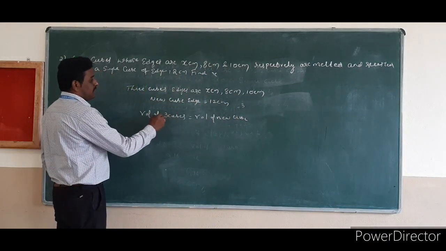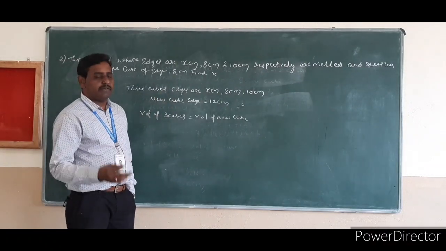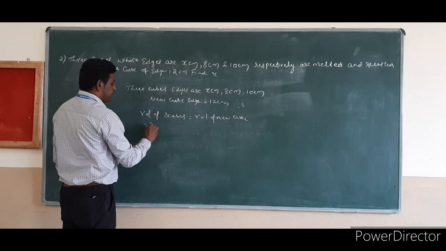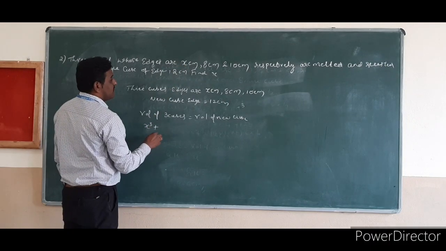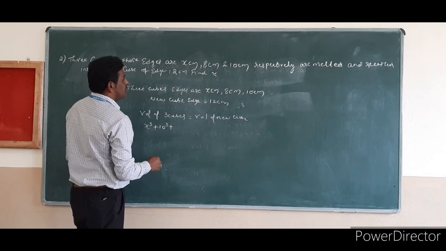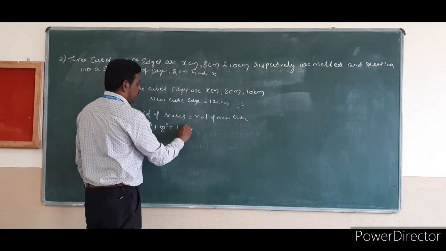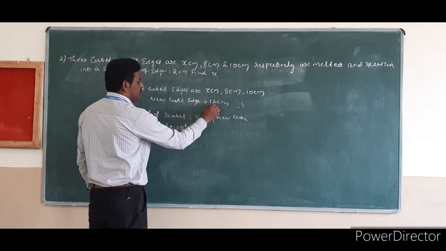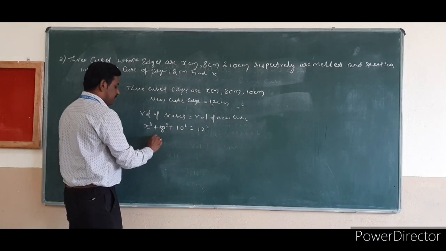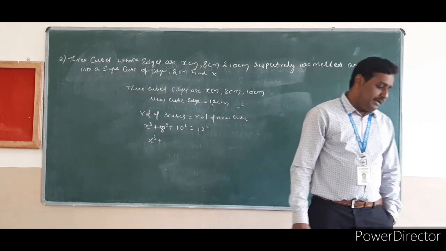So the volume of 3 cubes, you know the formula for the volume of a cube is a to the power of 3, a cube. So the volume of the first cube is x cube. The volume of the second cube is 8 cube. The volume of the third cube is 10 cube. The volume of the new cube is how much? 12 cube. x cube. What is 8 to the power of 3?